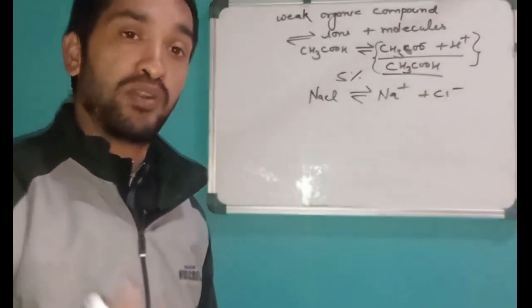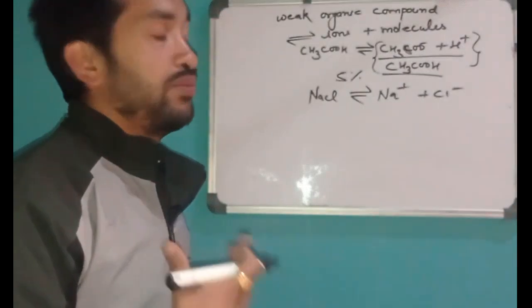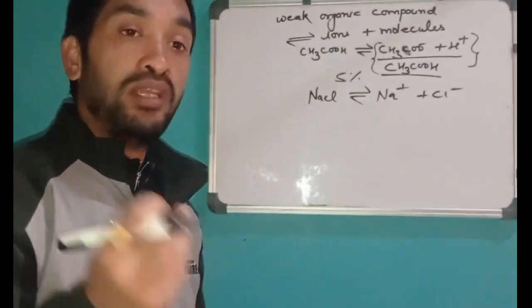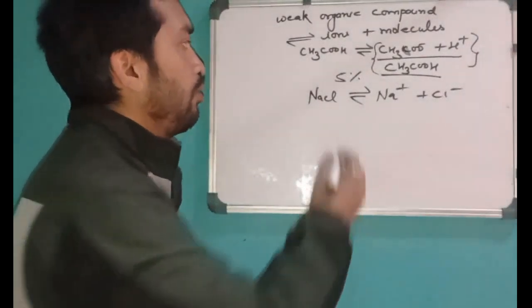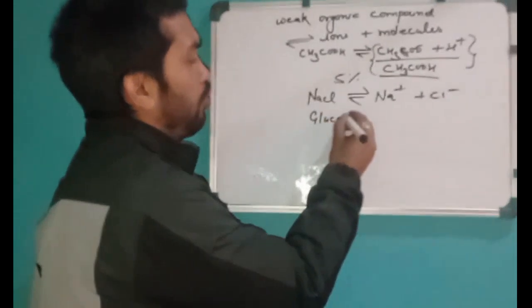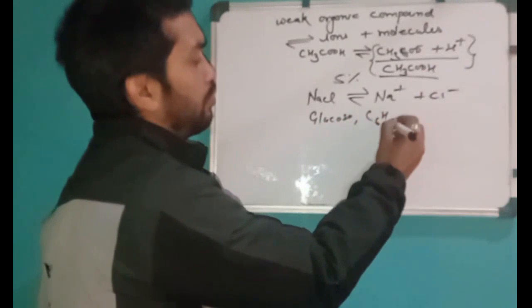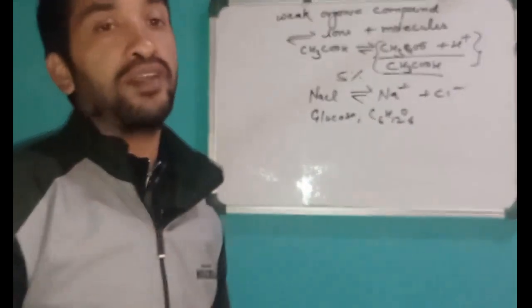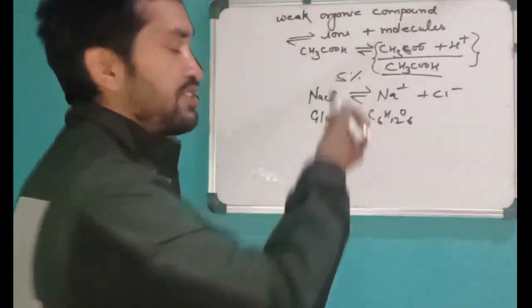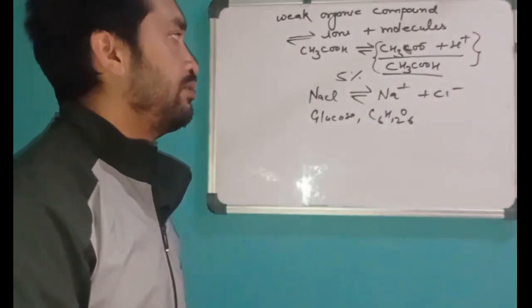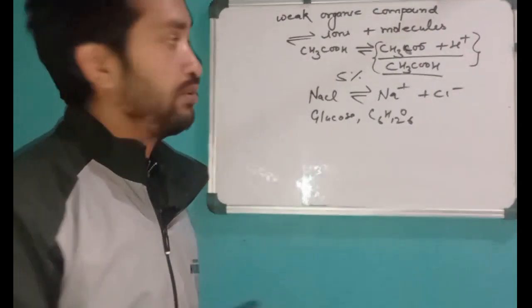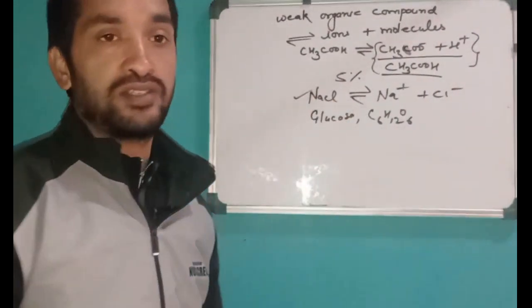Remember that conduction is because of ions only. Whenever something is conducting, it means ions are there. If something is not conducting, it means only molecules are there. Like glucose. Glucose is taken as a non-electrolyte because it does not give any ions. But a weak electrolyte like acetic acid gives some ions, so it conducts, but feebly, not the way NaCl does, which is a strong electrolyte.